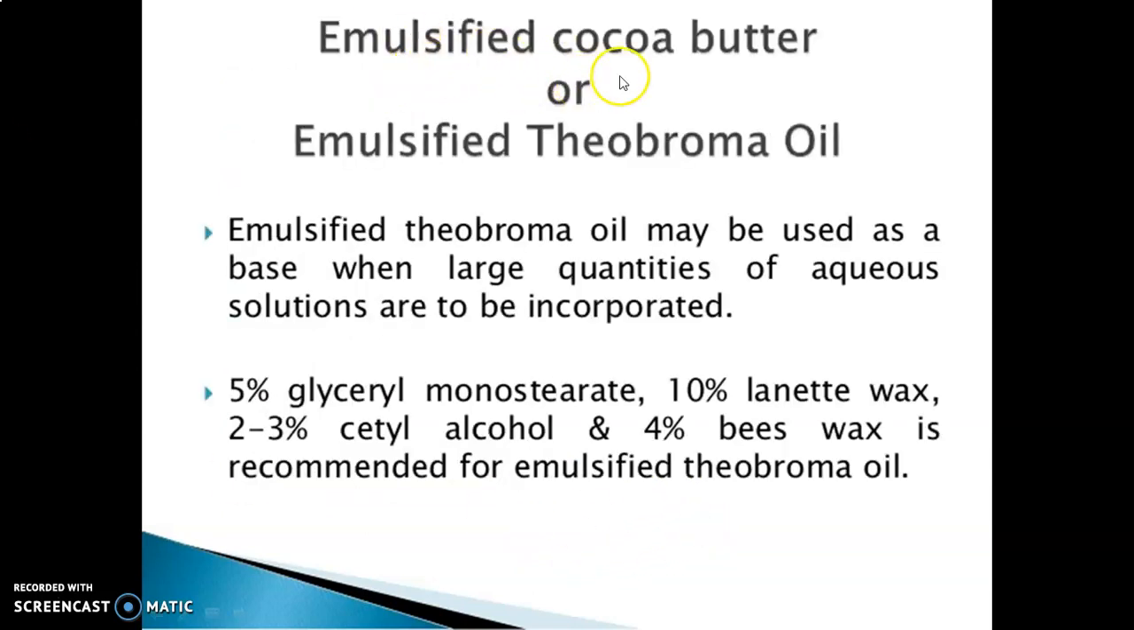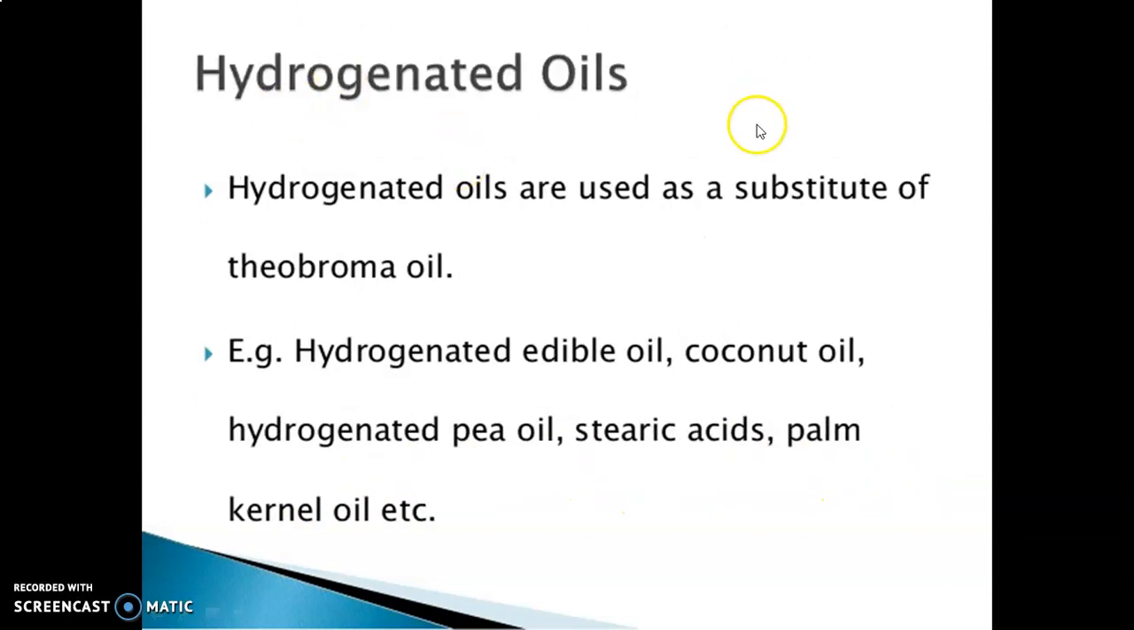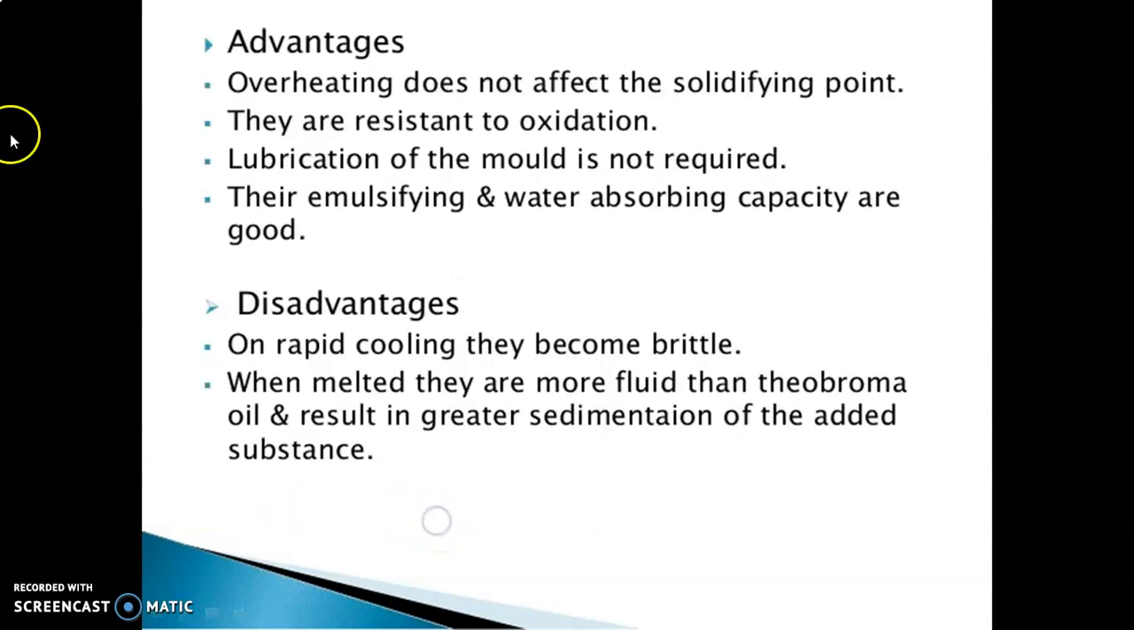Then the second one, emulsified cocoa butter or emulsified theobroma oil. Emulsified theobroma oil may be used as a base when large quantities of aqueous solutions are to be incorporated. 5% glyceryl monostearate, 10% lanolin, 2 to 3% cetyl alcohol, and 4% beeswax are recommended for emulsified theobroma oil. Hydrogenated oils: the hydrogenated oils are used as a substitute for theobroma oil. For example, hydrogenated edible oil, coconut oil, hydrogenated pea oil, stearic acid, palm kernel oil, etc.